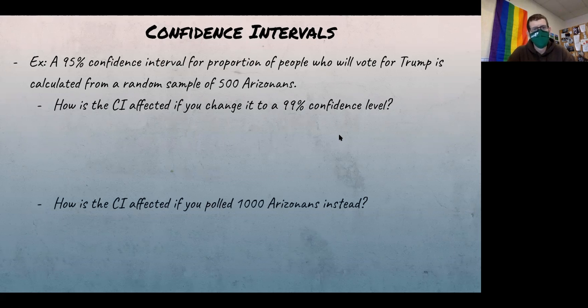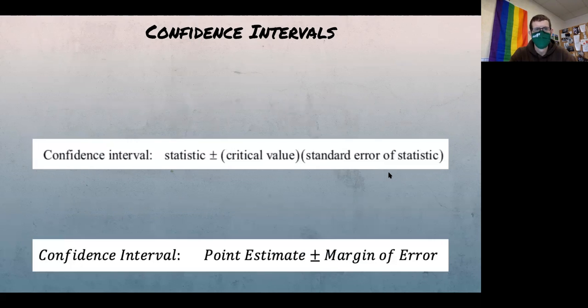Now, how is the confidence interval affected if you polled 1,000 Arizonans instead of 500? So that's where it would decrease. Even if the confidence level stays the same, it's going to get narrower and smaller. The margin of error will be smaller.